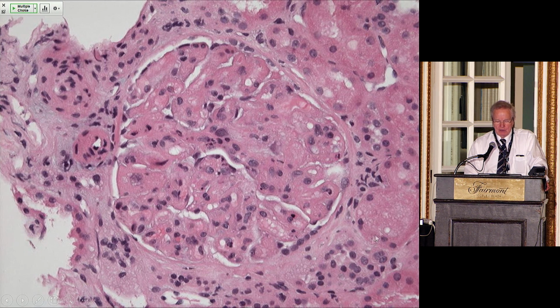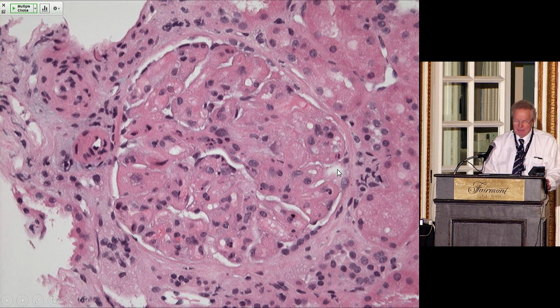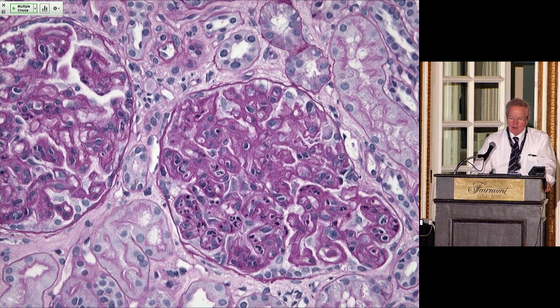Diffuse damage to the glomerulus. Every capillary is occluded, either by swollen cells, the eosinophilic stuff, or by a few inflammatory cells that you can recognize in some of the capillaries. Inflammation and thrombosis going hand in hand. And here you see the inflammatory component on the right glomerulus with inflammation.